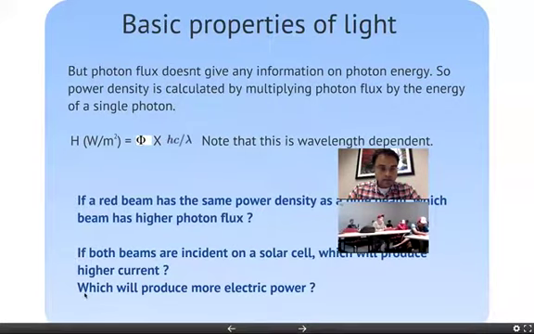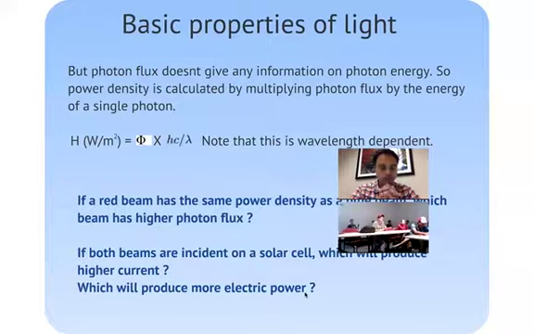Okay, then let's go to the last question. Which will produce more electric power? And again, maybe discuss for 30 seconds or so.